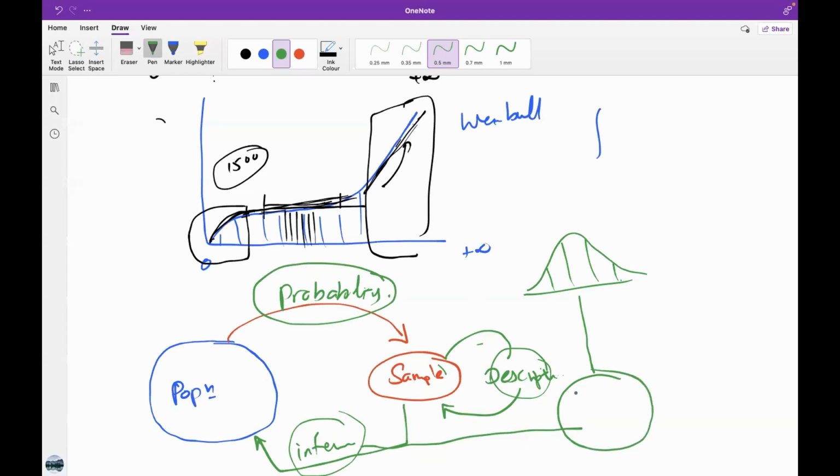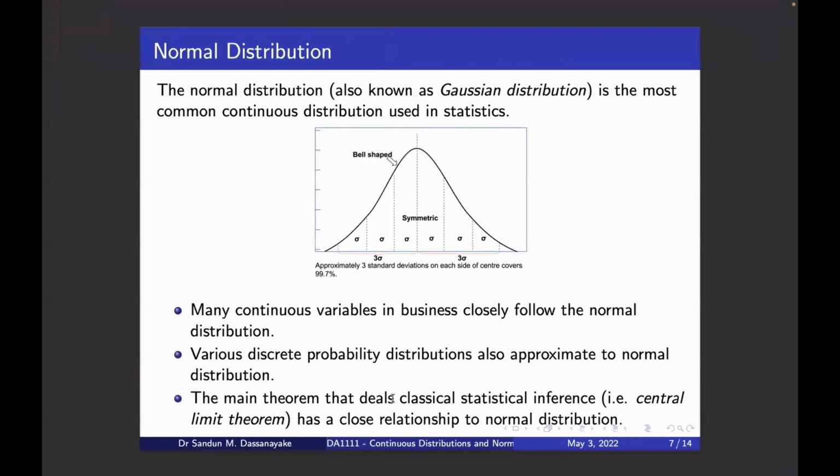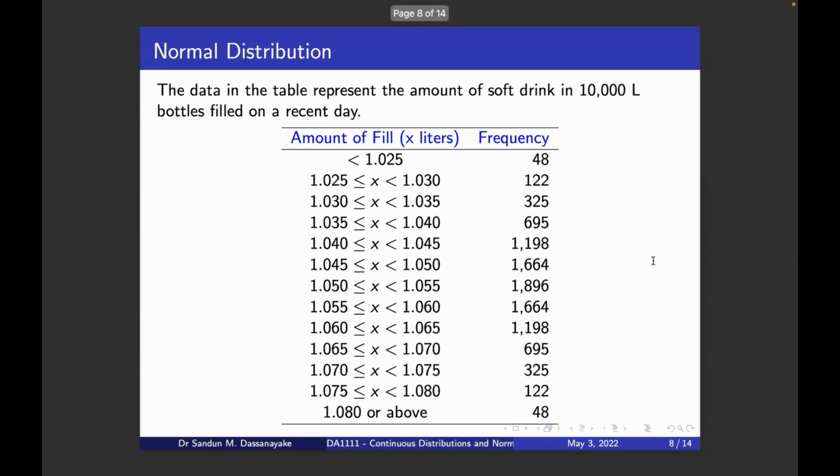There is a theorem called the central limit theorem, and the central limit theorem is actually entirely dependent on this normal distribution curve. That is the link between inferential statistics and normal distribution, because the central limit theorem helps us to do the inferential statistics, and the probability distribution in the case of a normal distribution is linked with this central limit theorem. So that is the full idea of this entire thing. The main theorem that deals with classical statistical inference has a close relationship to the normal distribution. So right, now let's move on.